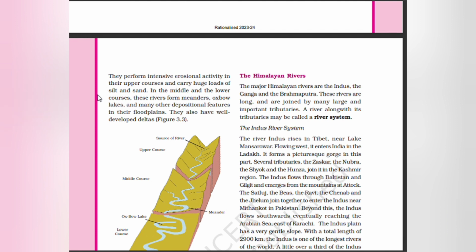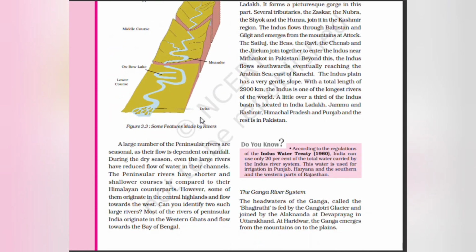In the middle and lower courses, these rivers form meanders, oxbow lakes, and many other depositional features in their floodplains. They also have well-developed deltas. A large number of peninsular rivers are seasonal, as their flow is dependent on rainfall. During the dry season, even the large rivers have reduced flow of water in their channels. The peninsular rivers have shorter and shallower courses as compared to their Himalayan counterparts.